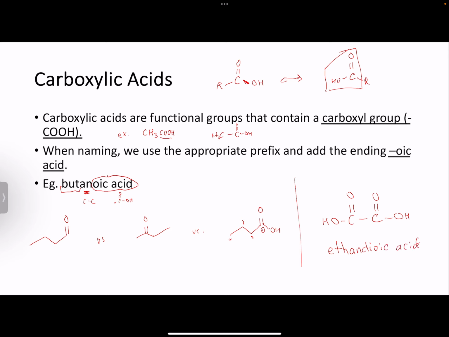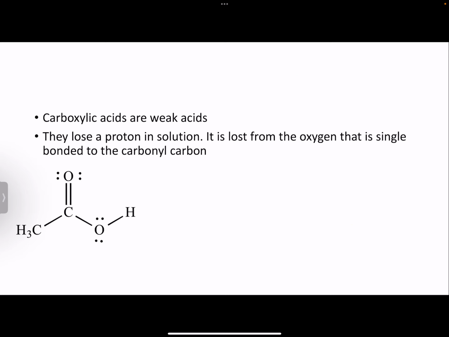acid. There are trioic acids, that's what citric acid is. There are 3 carboxyl groups on that. So stay tuned and we'll look at those complex molecules later on.